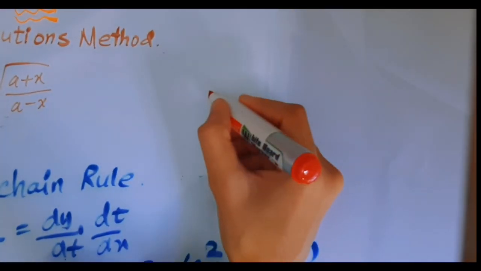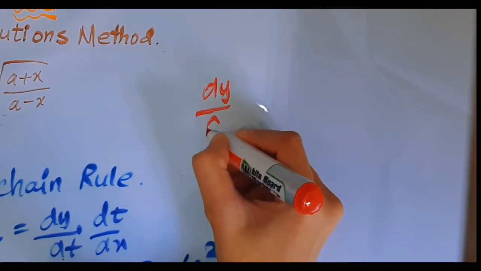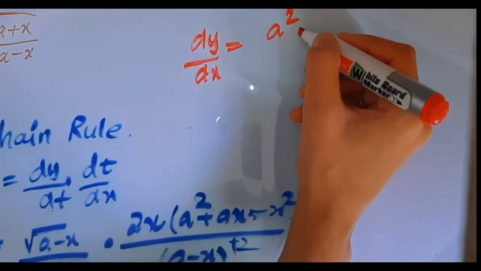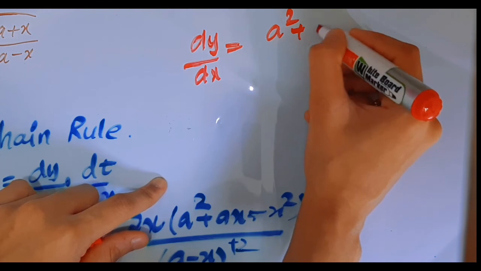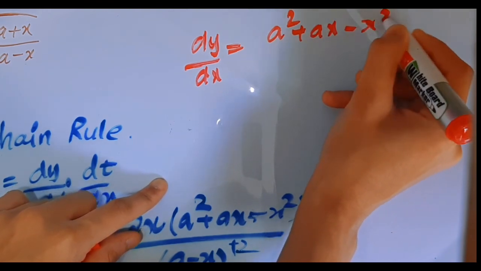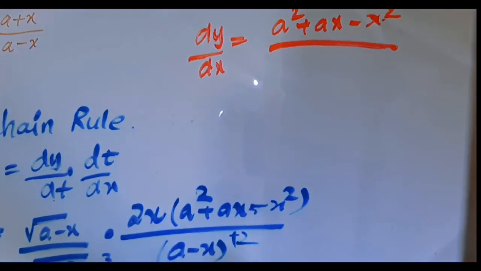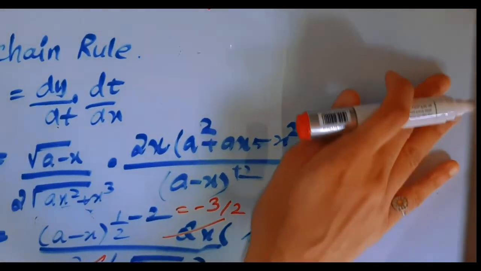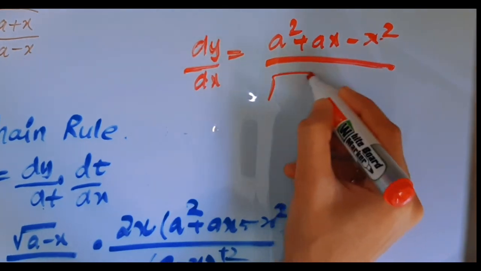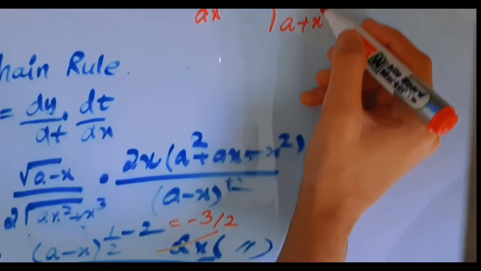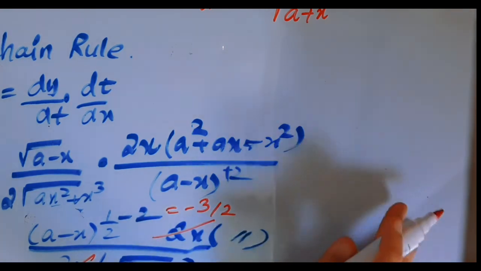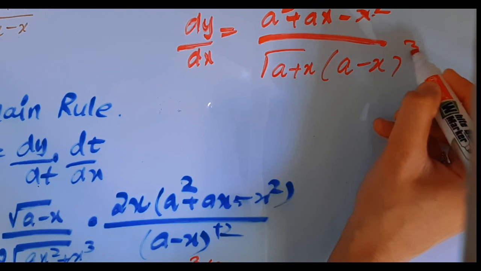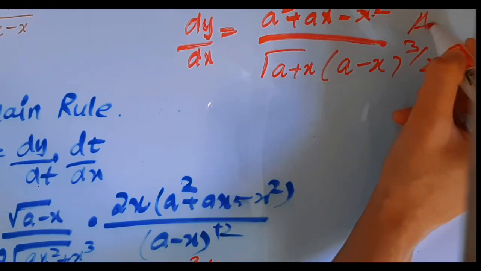So the answer for this question will be dy over dx is equal to a square plus ax minus x square divided by, these two terms are cancelled and we are left with under root a plus x, and when this power 3 over 2 comes down, it will be positive, a minus x with power 3 over 2. And this is the answer of this question.